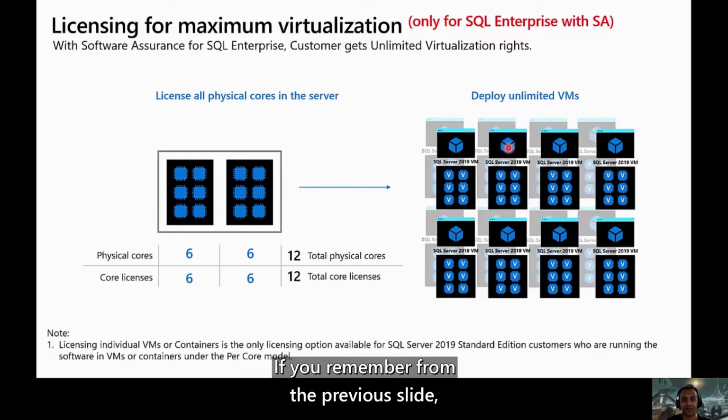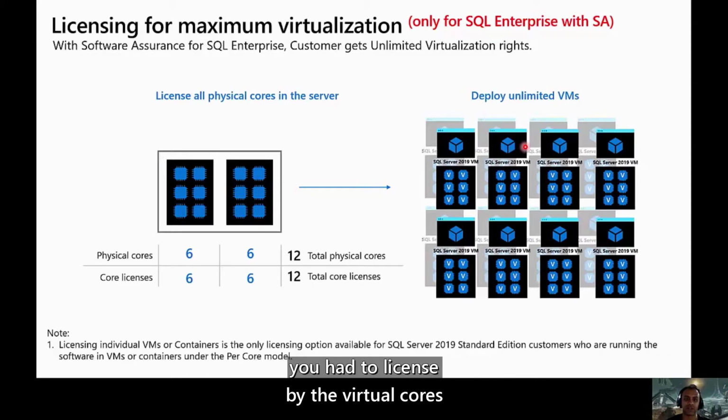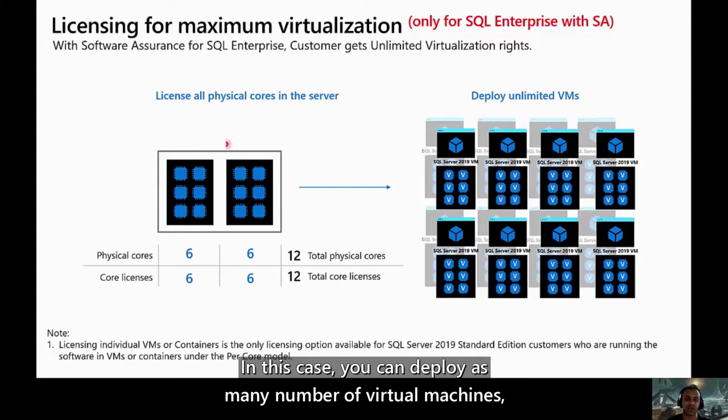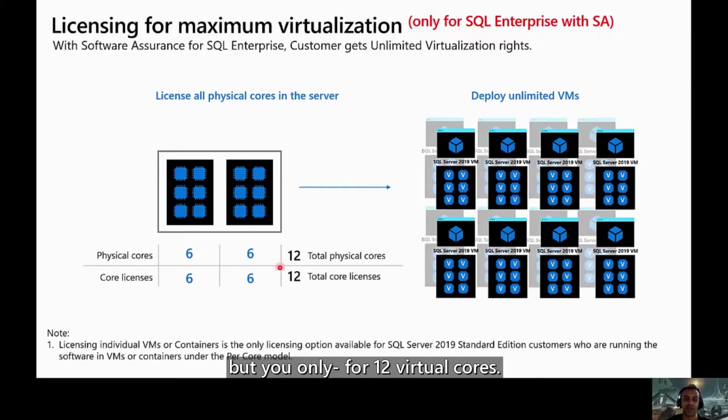If you remember from the previous slide, you did not have the ability to license a SQL Server virtual machine by the physical cores once you started using either a SQL Server virtual machine or a SQL Server container. You had to license by the virtual cores assigned to the container or VM. In this case, you can deploy as many virtual machines as you want. So if these 12 cores are present, you can see four at the top, four at the bottom, 8 multiplied by 6, which is 48 virtual cores, but you only pay for 12 virtual cores. This is only applicable if you have Enterprise Edition with software assurance.